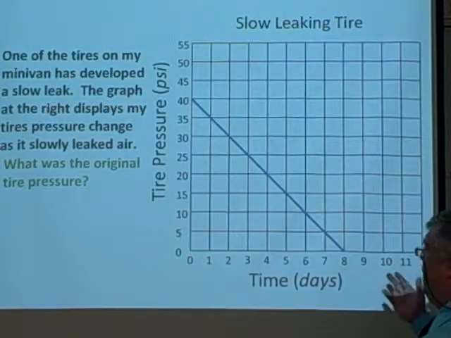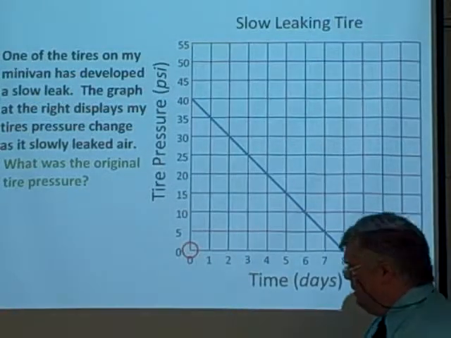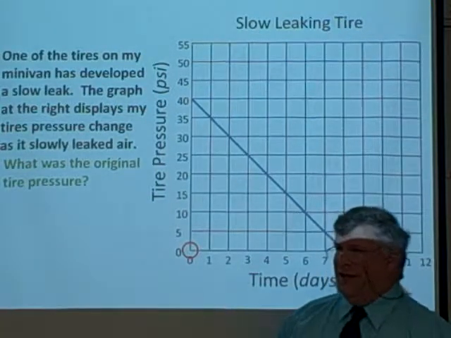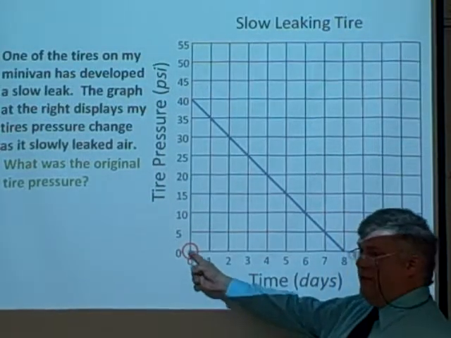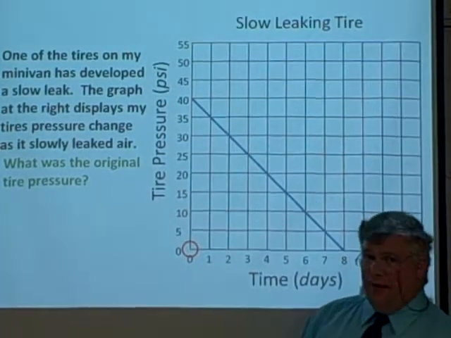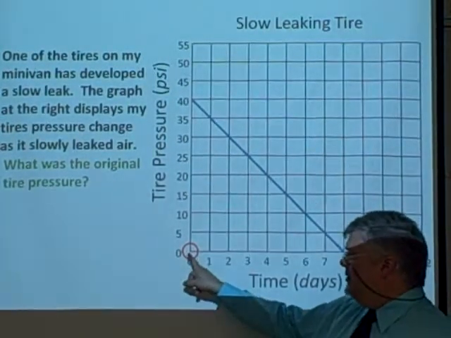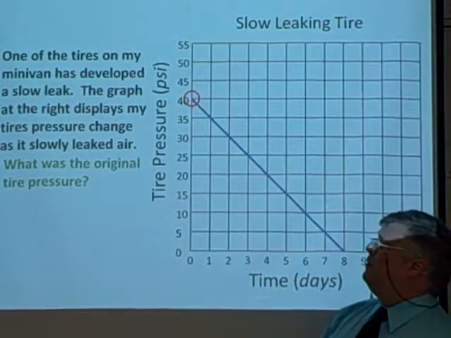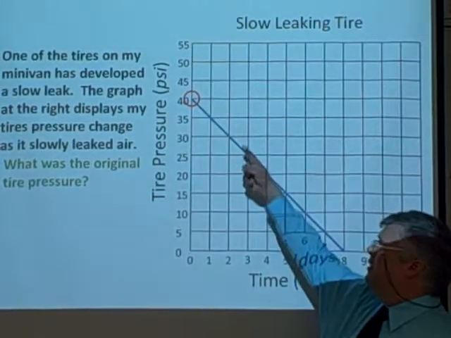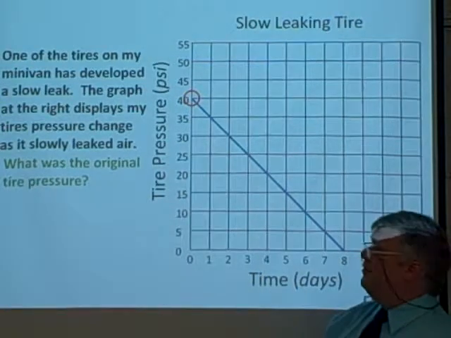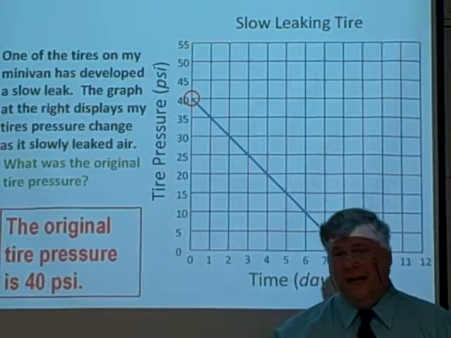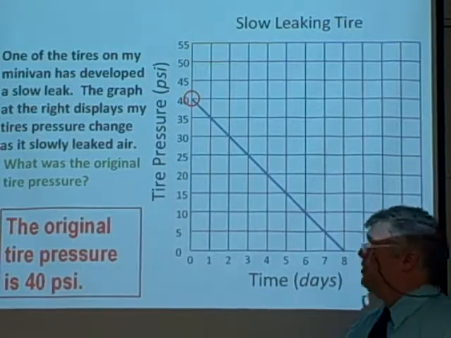Well, looking at the graph itself, the original pressure would be what it was at the beginning. At the beginning, the time is 0. Well, what was the tire pressure when the time was 0? Well, you go up, and you look, and that's the point where the pressure is at time 0, and that pressure is 40. So the original tire pressure is 40 psi, or pounds per square inch.